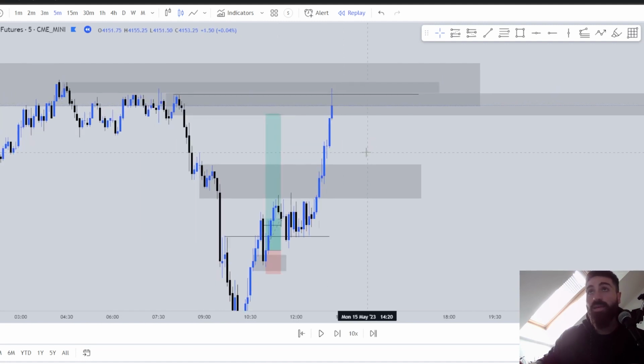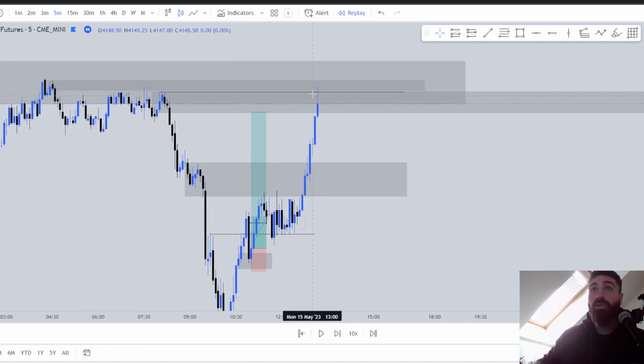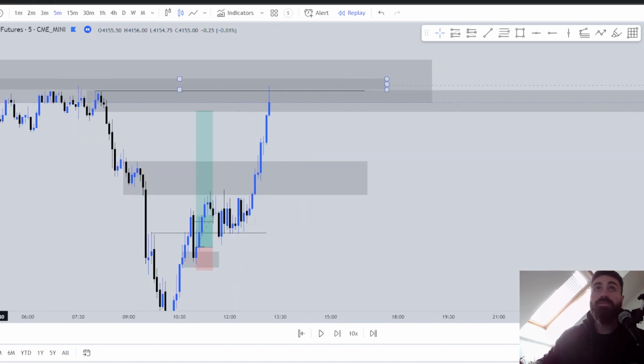So as we can see, we came back, and this happened during London. Okay, we retested it right here, but we retested it before New York opened. This makes this area a higher probability that we will go back to retrace to it during New York to take the liquidity from London right here. This is how I see the market.